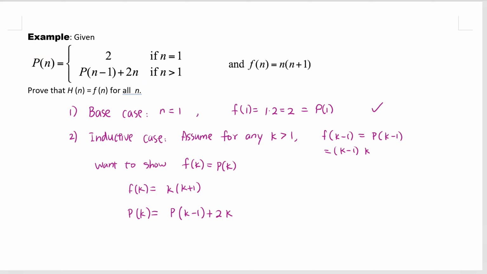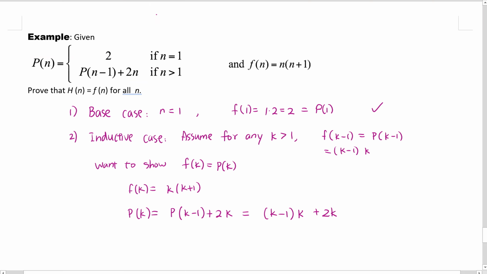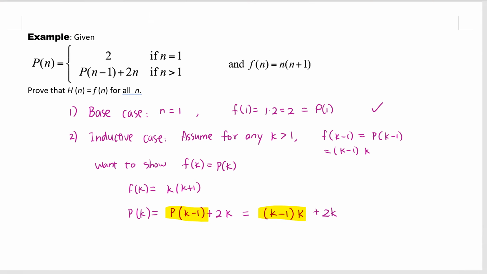Now, do you see p of k minus 1? Well, p of k minus 1 equals k minus 1 times k, and we also have the 2k. So here, let me highlight the inductive hypothesis. Okay, this guy equals this guy.